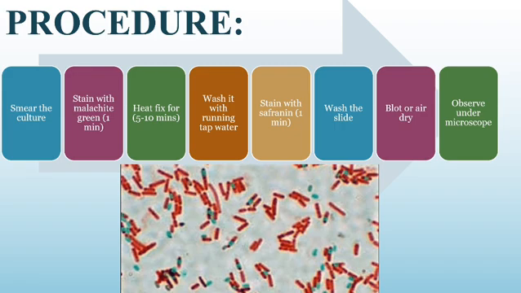What exactly happens is the malachite green, which acts as your primary stain, gets absorbed by your endospore, and the endospore appears green in color. The safranin, which is basically pink in color, is absorbed by your vegetative cells, and as a result your vegetative cell appears pink in color and your endospore appears green in color, as shown in the image below. So we have a green color endospore and the pink or bright red color vegetative cells present.